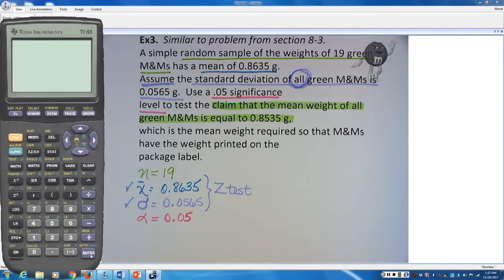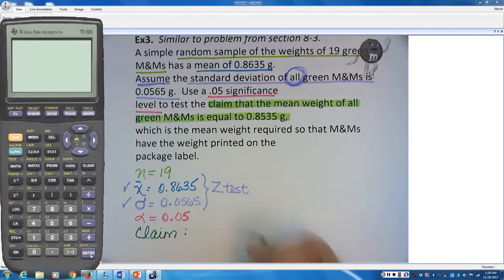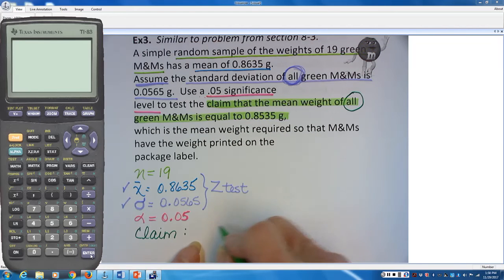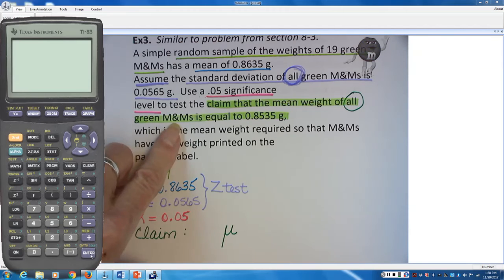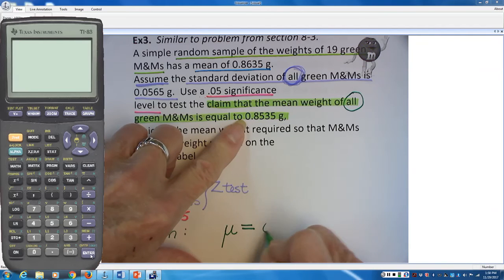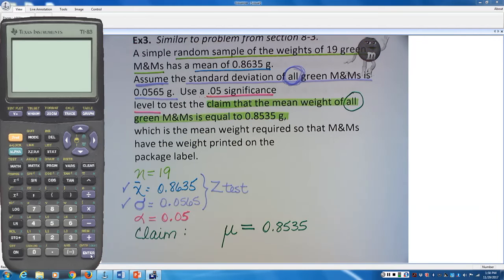There's your claim. It says the mean weight of all, so that's mu, green M&Ms is equal to 0.8535. Okay? What is the opposite of that claim? Not equal to.